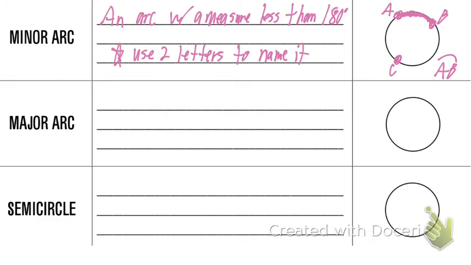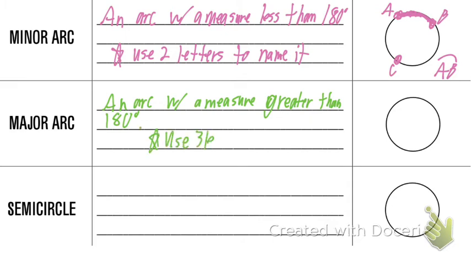So, the major arc is an arc with a measure. Any guesses? More than 180. Yeah, greater than 180 degrees. Little note here. We're going to use three letters to name it.